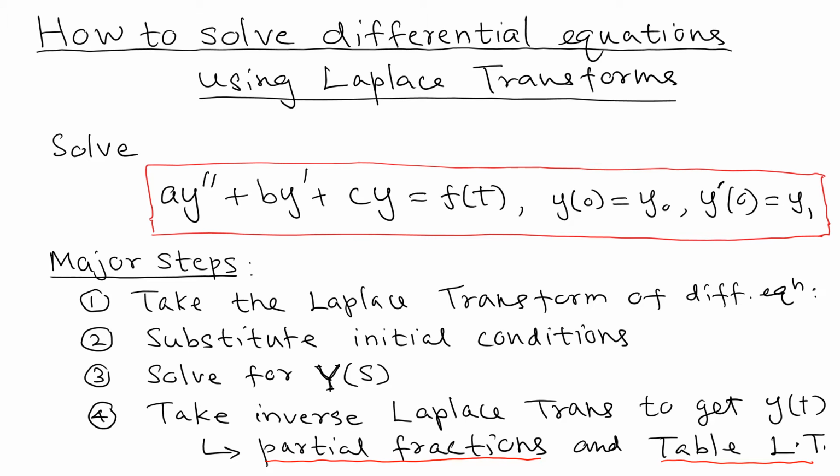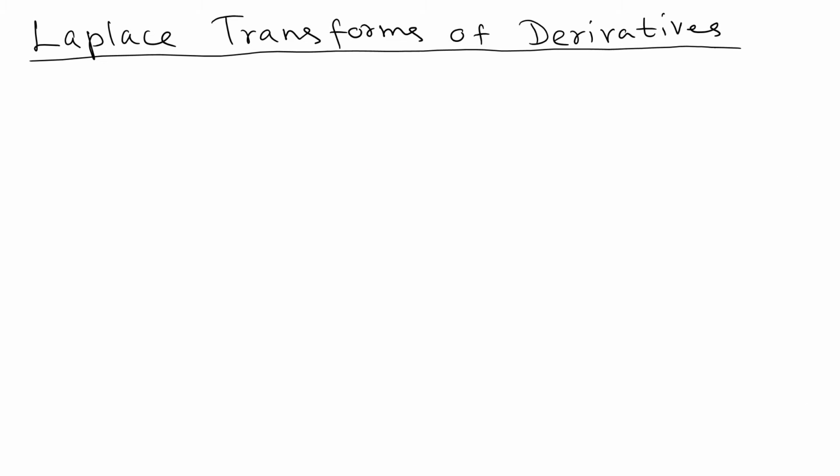And when you take the Laplace transform, you need to know the Laplace transforms of derivatives. This is something really important. So we assume that Y(s) is the Laplace transform of y(t). That's the main assumption. We just assume that Y(s) is the Laplace transform of y(t), and then we have these results.